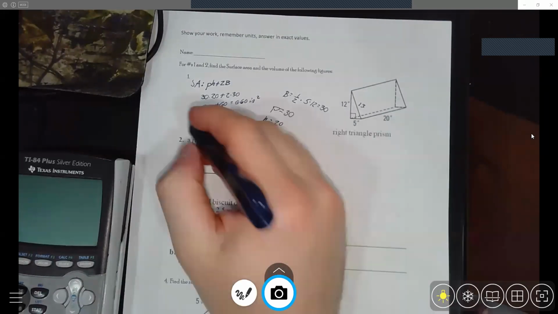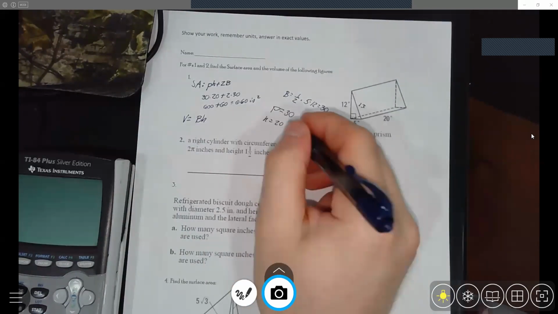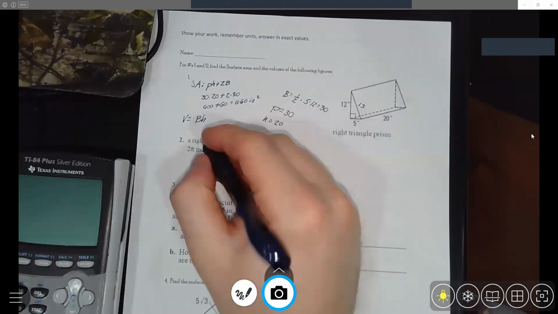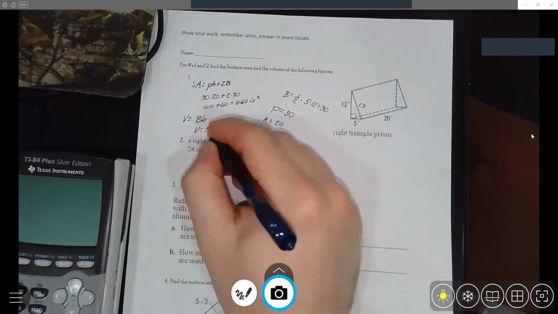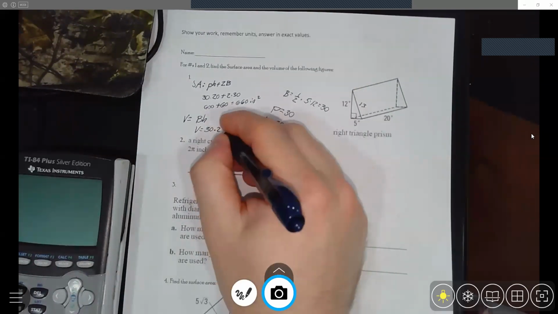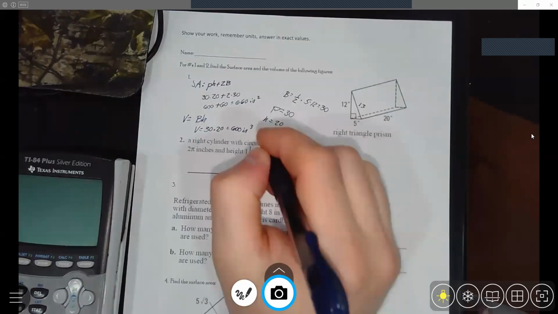Then for the volume is area of the base times height. We already found the area of the base here as 30. We already know the height is 20. So 30 times 20, 600 inches cubed.